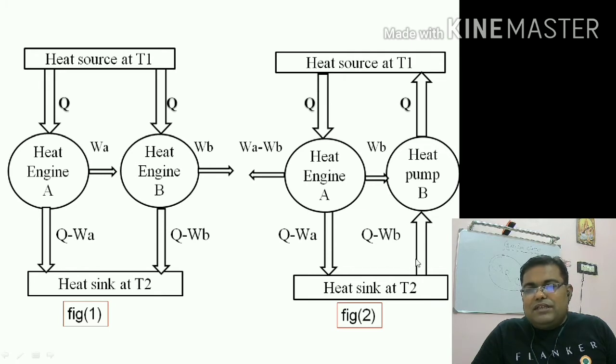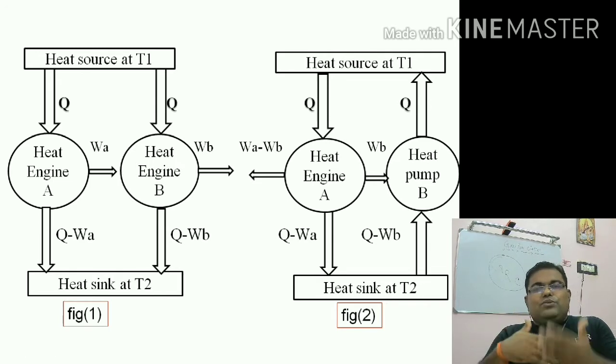Because whatever is going from the heat pump here, Q, is getting supplied to heat engine A, there is no contribution from this heat source. So this heat source can be removed. If it is removed, then this combination of heat engine A and heat pump B will form a heat engine which generates mechanical work while exchanging heat with a single reservoir. In that case, it is going to violate the Kelvin-Planck statement. So any heat engine which violates the Kelvin-Planck statement is impossible. It will look like a perpetual motion machine of the second kind.